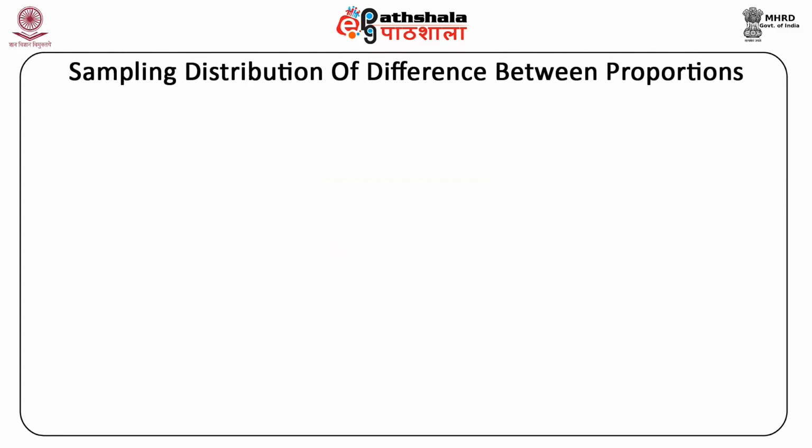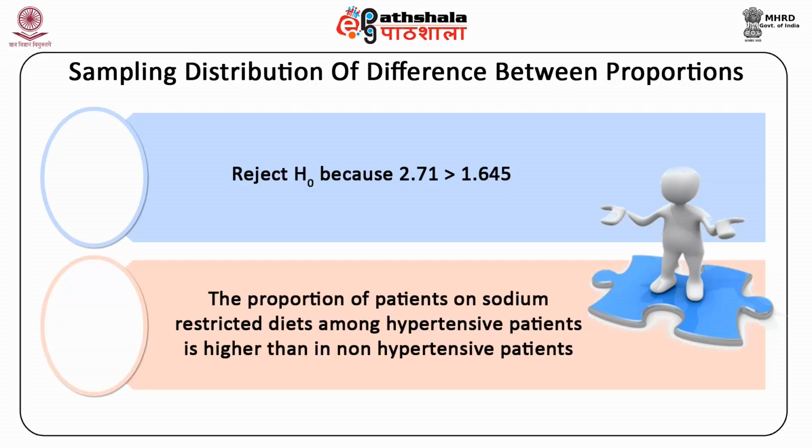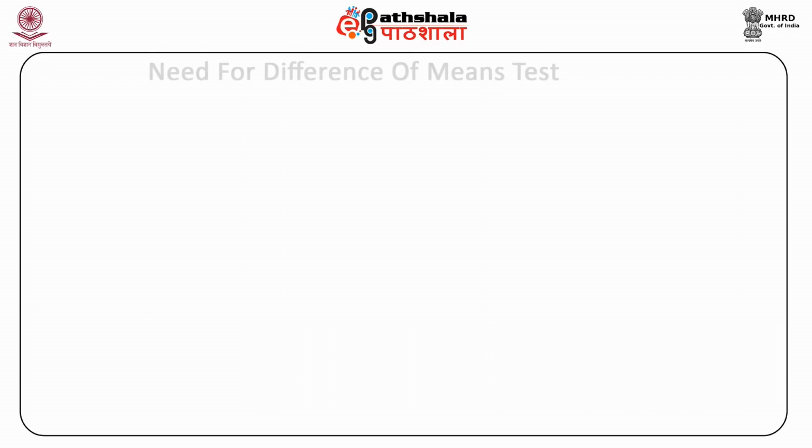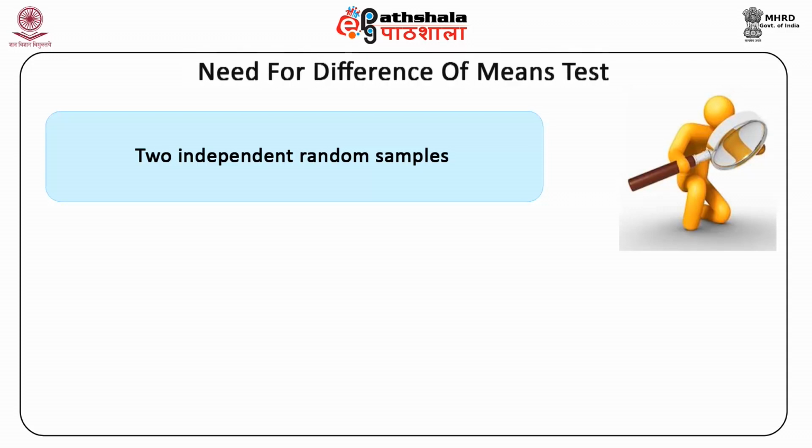Moving on, how to make the statistical decision. Reject H naught because 2.71 is greater than 1.645, and thus we can conclude that the proportion of patients on sodium restricted diets among hypertensive patients is higher than in non-hypertensive patients. Further, moving on to understand the need for the difference of means test.